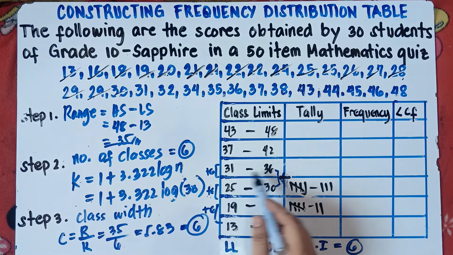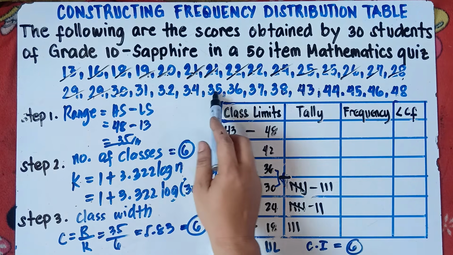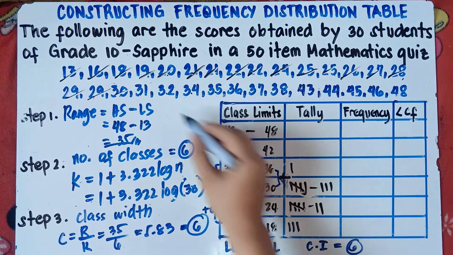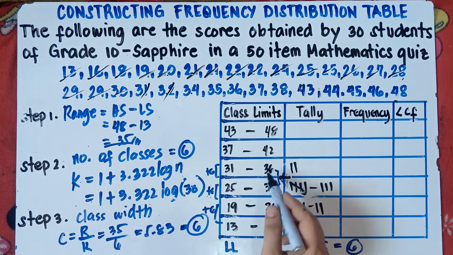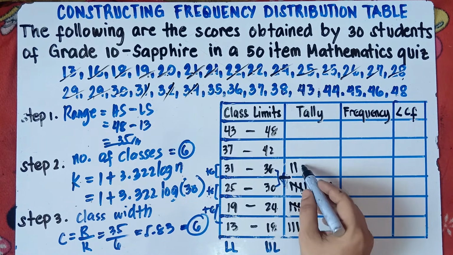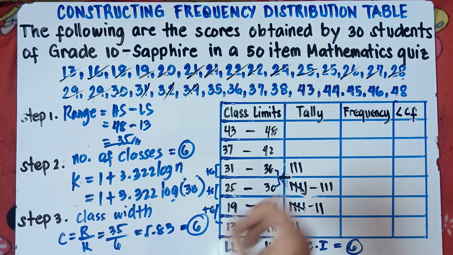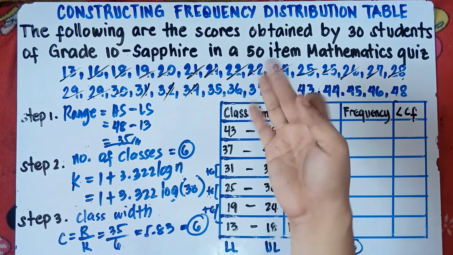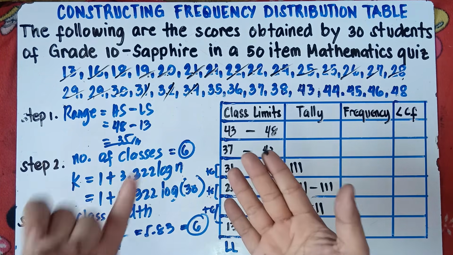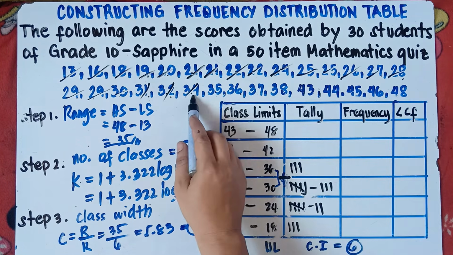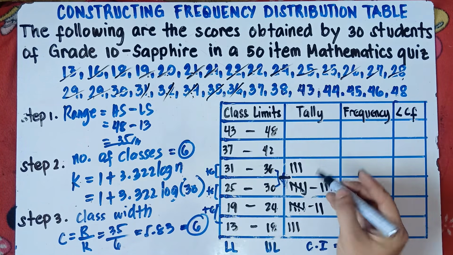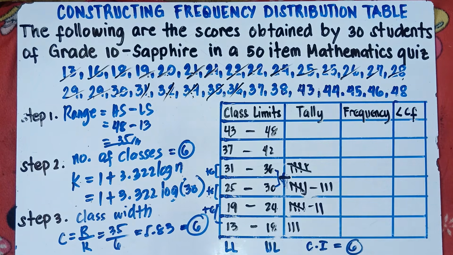Alright, then 31 to 36. So 31, we have 1. 32. We don't have 33, 34. Still in between. 31 to 36. Once again, 31, 32, 33, 34, 35, 36. So we have 1, 2, 3, then 35, 36, 4, then 5.